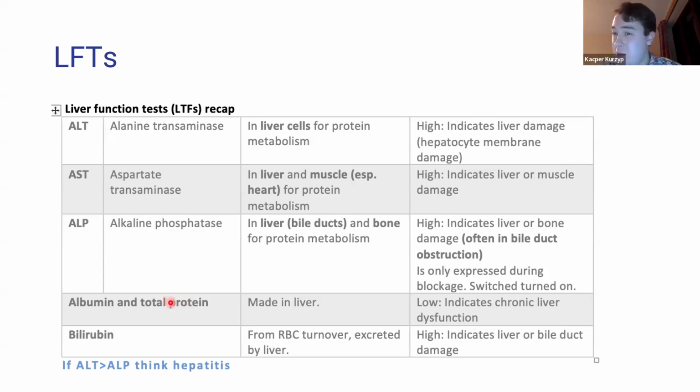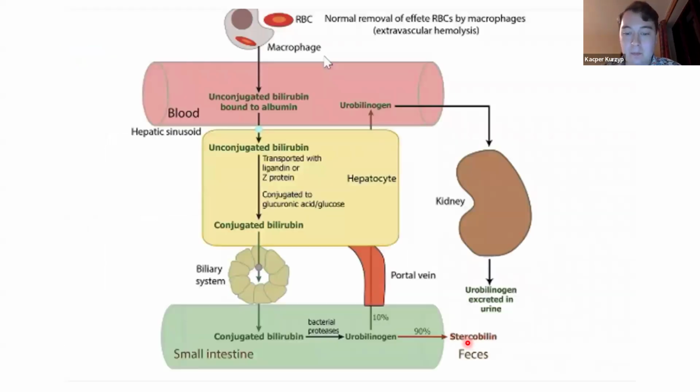Albumin and total protein are more actually the function of the liver. If they are low, the liver is not doing very well. It's not managing to do what is required of it. Similar with bilirubin, it may be high. It will indicate either the liver is damaged and unable to process it. However, note, it can also mean that the bile ducts are blocked and it's unable to get rid of it. And again, it's a summary diagram to study in your own time.